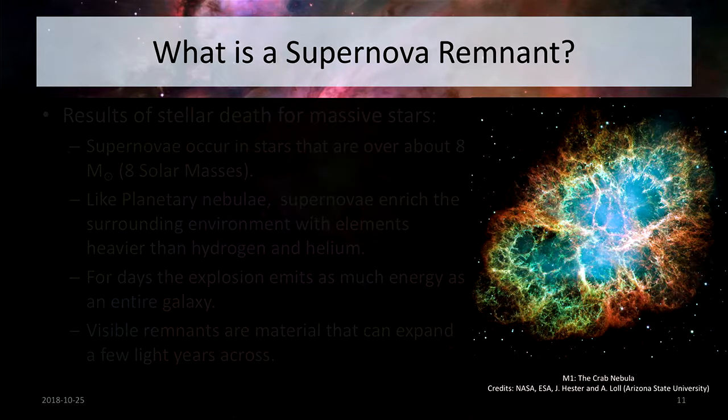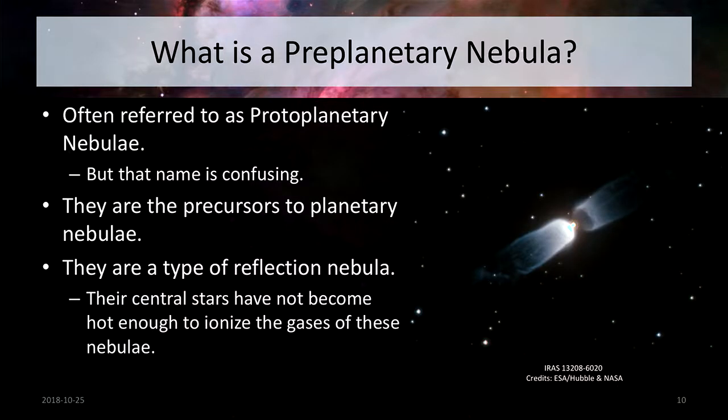Now, give it enough time, as that central star becomes significantly hotter, it will actually start getting to a point where it can ionize that gas and turn it into an emission nebula. That is, planetary nebulas are a subcategory of emission nebulas, whereas preplanetary nebulas are a subcategory of reflection nebulas. So this is what happens to stars like the Sun as they grow nice and old.